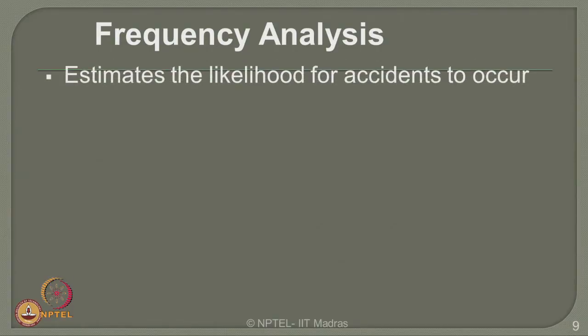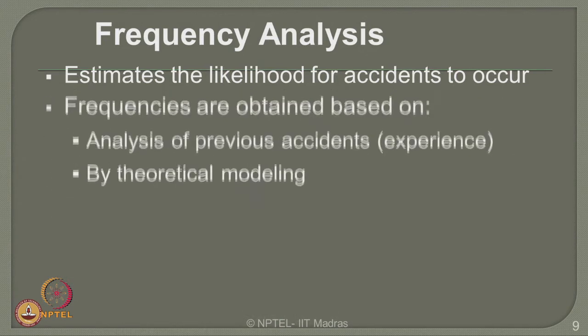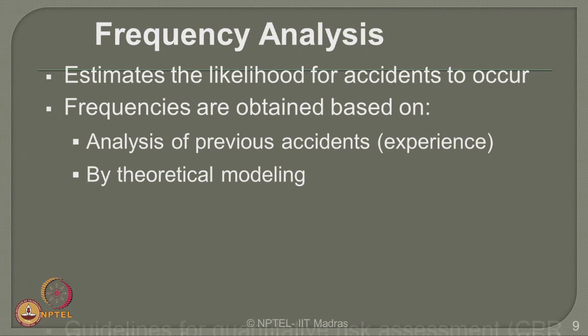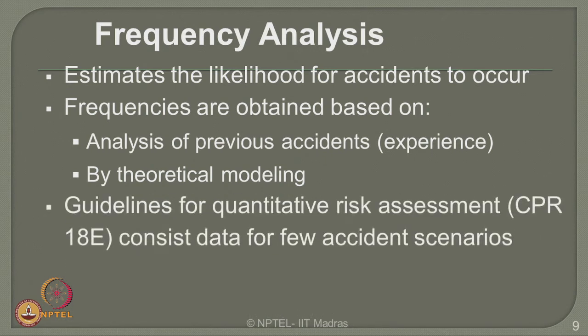When we talk about frequency analysis, estimating the likelihood of accidents occurring is an important part of it. Frequencies are obtained based on two vital characteristics. One is analysis of previous accidents based purely on experience. Secondly, it can also arrive from numerical or theoretical modeling. There are different guidelines available for doing QRA. One of the guidelines interestingly followed in the oil and gas industry is CPR 18E, which contains data for a few accident scenarios applicable to oil and gas industries.